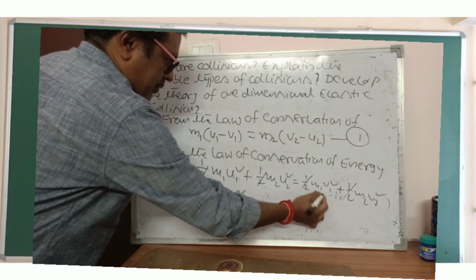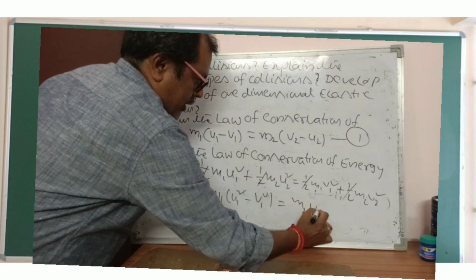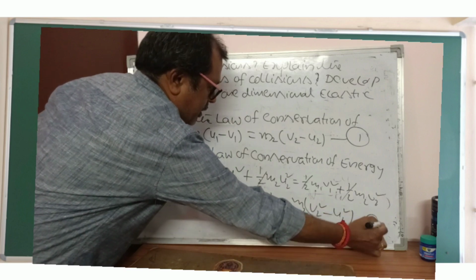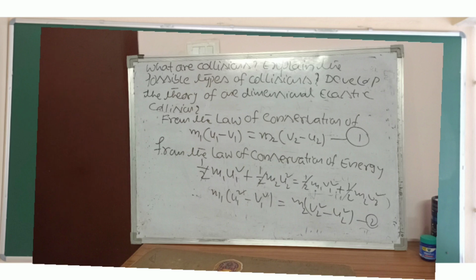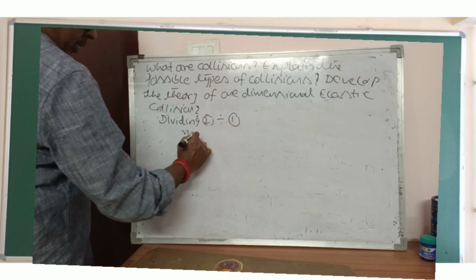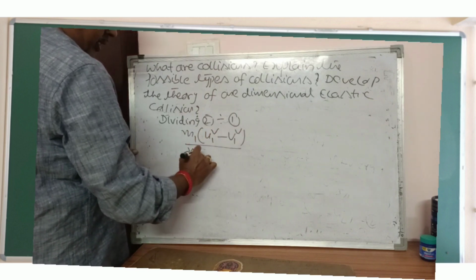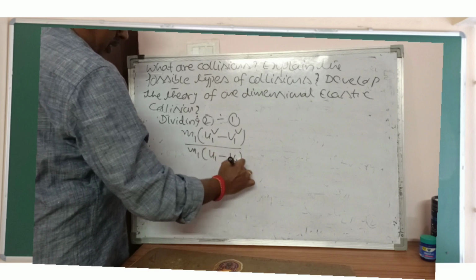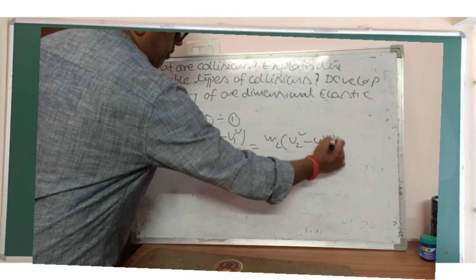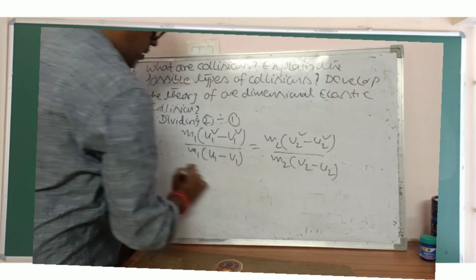m1 into u1 square minus v1 square. Rearranging this equation, m2 into v2 square minus u2 square. Let it be equation 2. On dividing equation 2 by equation 1, m1 into u1 square minus v1 square by m1 into u1 minus v1 is equal to m2 into v2 square minus u2 square by m2 into v2 minus u2.